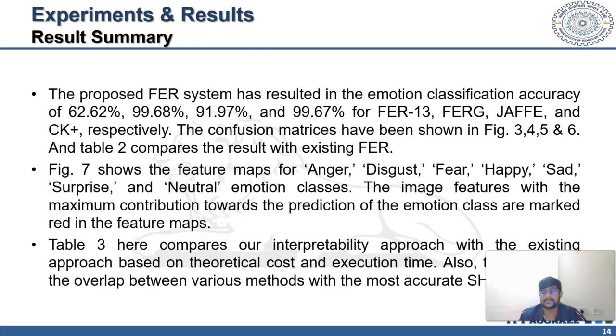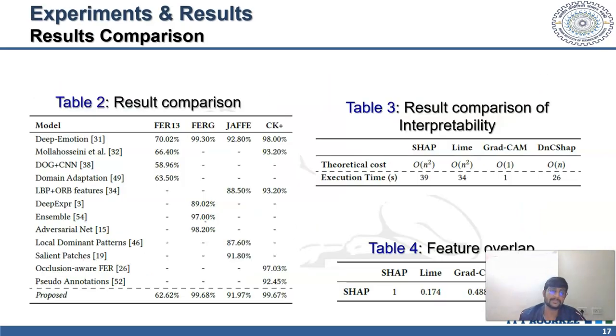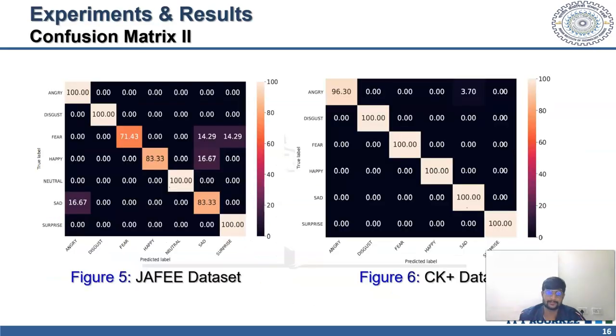Now, let us summarize the results that we got in this paper. Firstly, our FER system, the facial emotion recognition system, is able to get state-of-the-art result in 3 out of the 4 datasets we have used. The results here are 62.62%, 99.68%, 99.97%, and 99.67% for the 4 datasets. This can be seen in the confusion matrix here. We can also see in the table 2 result comparison that FERG, JAFFE, and CK Plus got the state-of-the-art result.